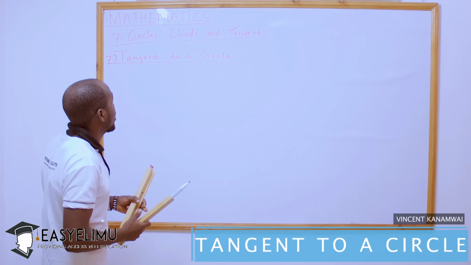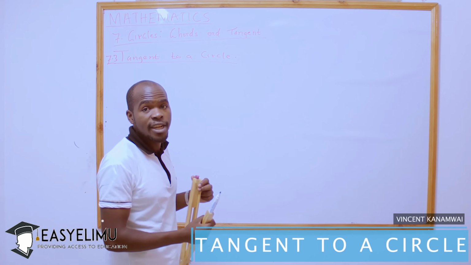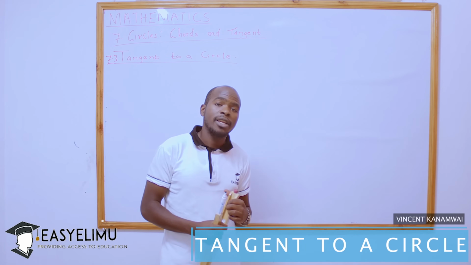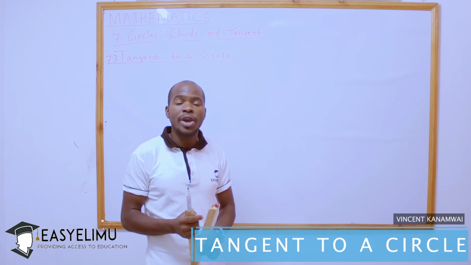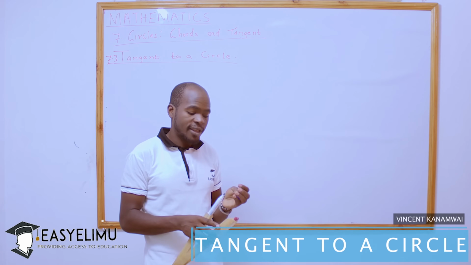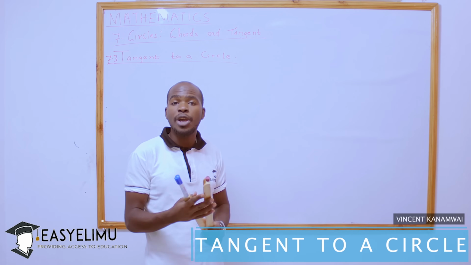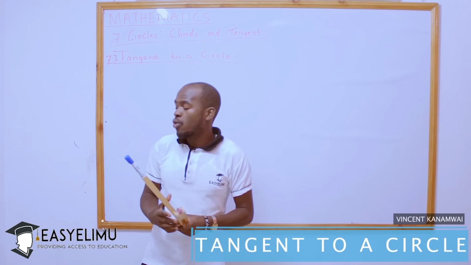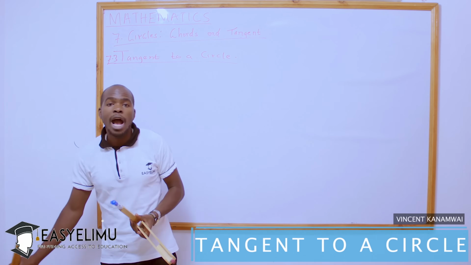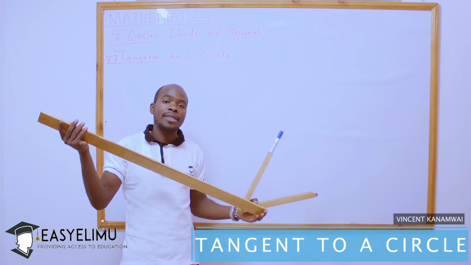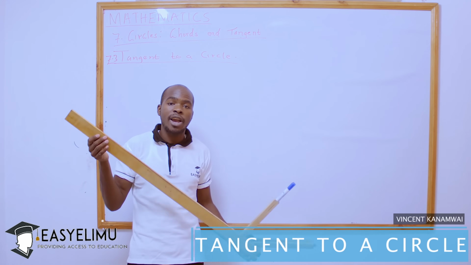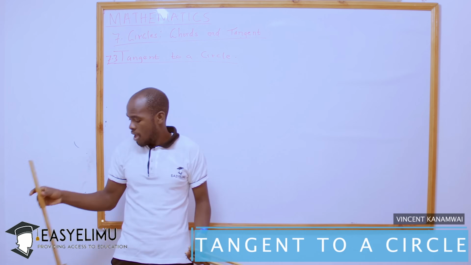Now let's see how we can construct a tangent to any given circle. And in construction of a tangent to any given circle, what do you require? The first thing, you need to have a pair of compasses and a ruler. In your case, it may be a 15 centimeter ruler or a 30 centimeter ruler. For my working, I will use these two apparatus here.